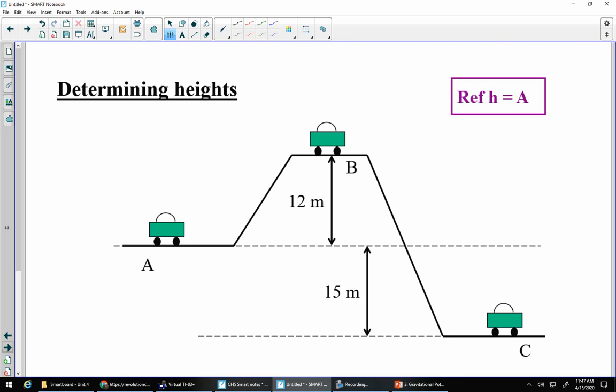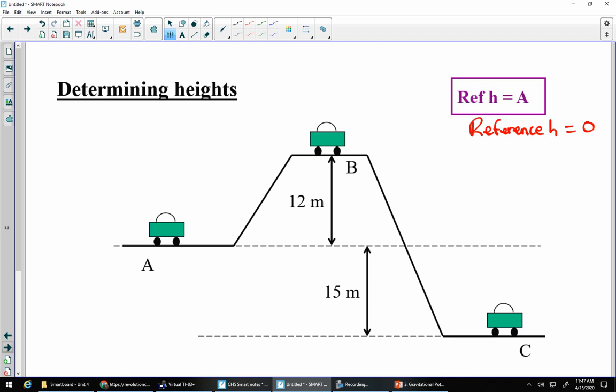Cool. So determining heights, this can be a little bit tricky because you might be sitting on the second story of your house and you might want to call the floor the lowest place in the room. But is there things that are lower than the floor? Absolutely. Same with this. Like if I call my reference height A, so the reference height is just the height that we're going to say is 0.